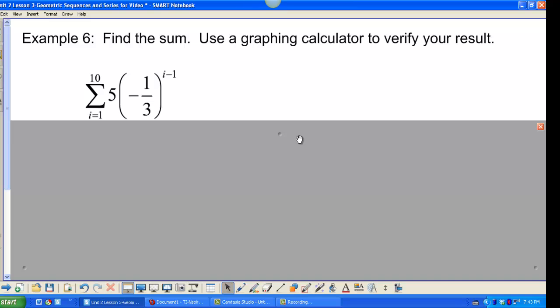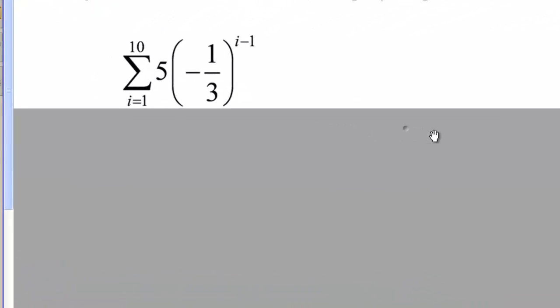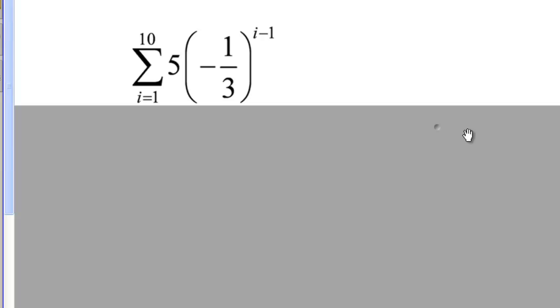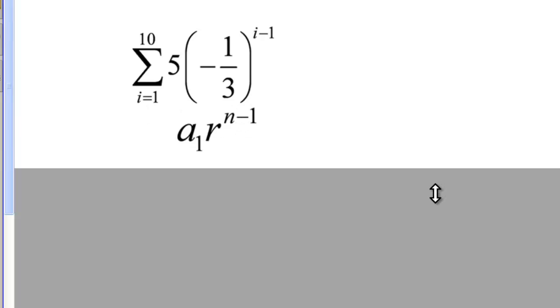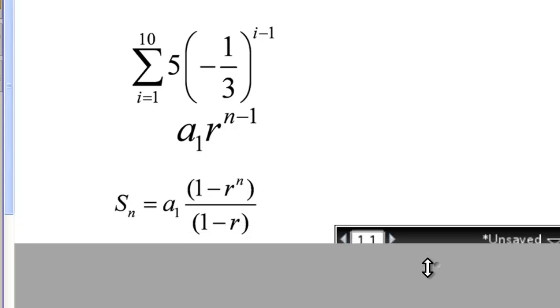So let's find the sum, and we'll use a graphing calculator to verify our results. So I have the summation of i equals 1 to 10 of 5 times negative 1/3 to the i minus 1. You need to recognize that this is a geometric sequence because 5 is my first term and negative 1/3 is my common ratio raised to the i minus 1. It follows that form of first term times r to the upper bound minus 1.